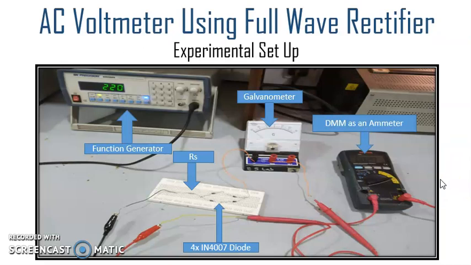The experimental setup is shown here. The function generator is connected to RS, and the RS is the same 14.9 kilo ohms that we have just determined. It is connected to a full wave rectifier here. This is a full wave rectifier. It makes use of 4 IN4007 diodes. It is then connected to a galvanometer, and the galvanometer is in turn connected to an ammeter. And this ammeter is for cross verification.